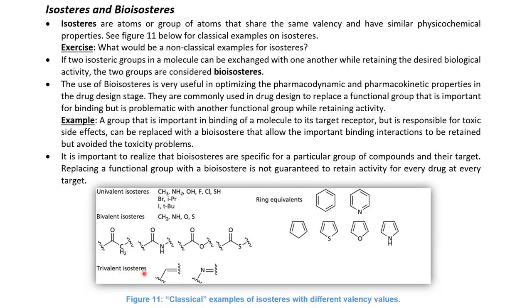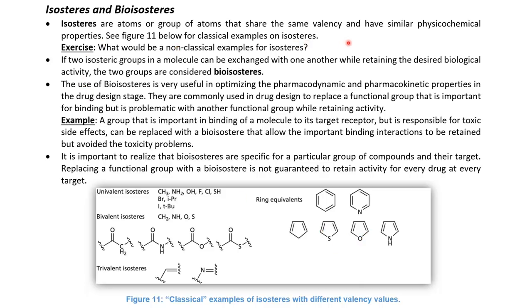And then the trivalent isosteres are the ones where you have 3 sides, or in this case a double bond is counted as 2, and then one here is 3, so they are trivalent. Another example of isosteres that could be replaced with one another are the ring equivalents. For example, this benzene ring can be replaced by this pyridine ring, and the same for these groups. Notice that here you have a 6-member ring that could be replaced with each other, while here we have a 5-member ring that could be replaced with each other. Anyway, so back to isosteres.